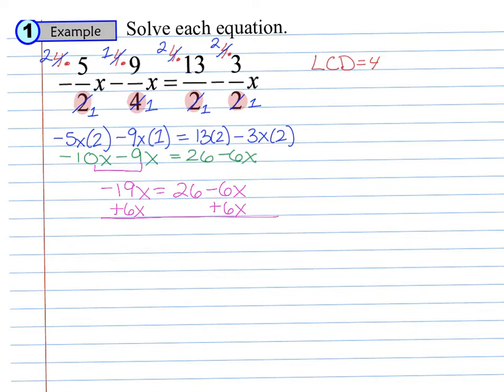Negative 19x plus 6x is going to be negative 13x is equal to 26. This goes away, it becomes a 0. Divide both sides by negative 13. That reduces to a 1, and you get x is equal to negative 2. That is your answer.